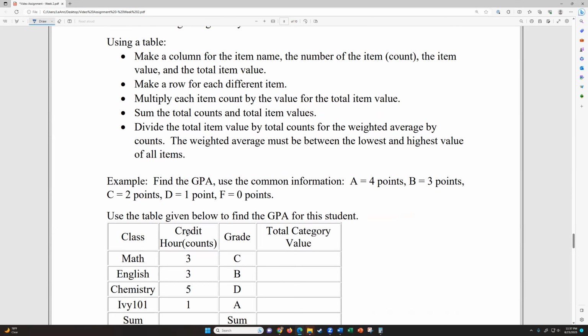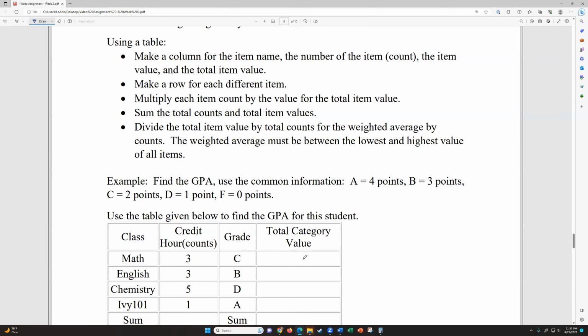Credit hours is how much a course counts. So some classes have a higher weighting because they're more credit hours than other classes. So that's how it's a count, okay? You get a grade, which is a value. We have a 4.0 system at Ivy Tech, so you would get a value attached to a specific letter grade.